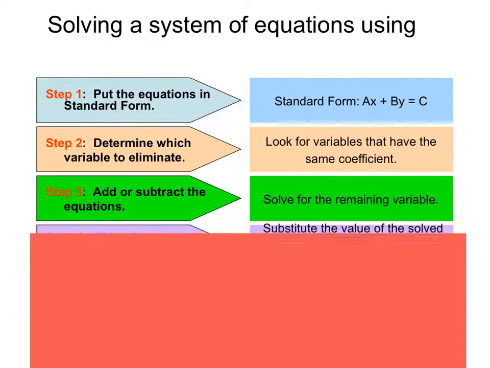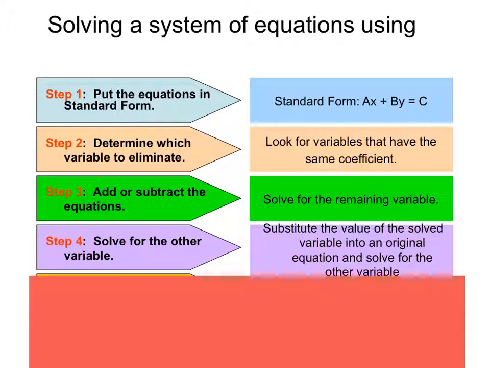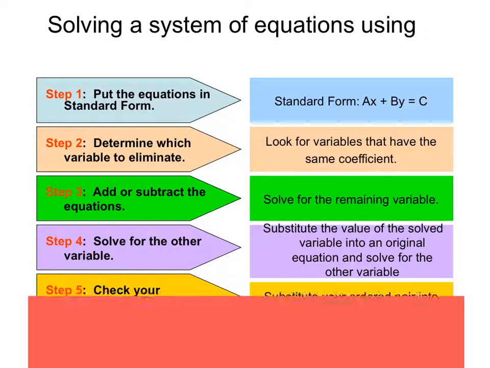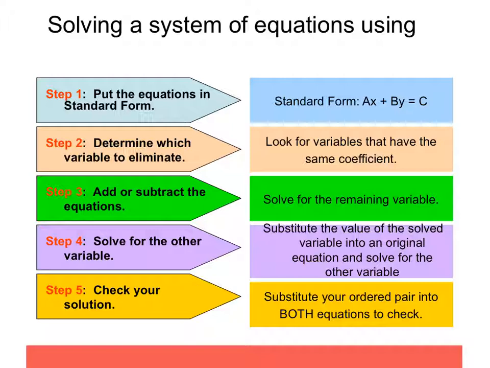Once you solve for y, we move to step 4, which is to solve for the other variable. If we know y, we now need to plug in and solve for x. So we substitute the value of y back into one of the original equations, and that way we can solve for our opposite variable, which would be x if we solved for y first. Step 5: because it's an equation, check your solution. When you check, you substitute your ordered pair back into both of the equations to make sure that it works.